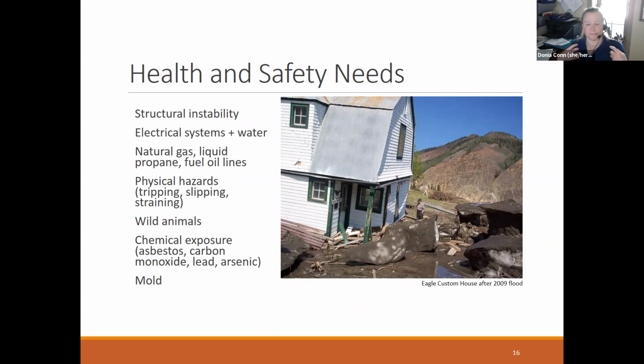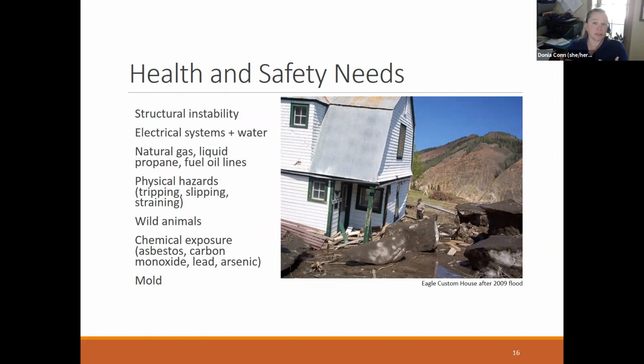So, for instance, here on this slide, we see an image of the Eagle Custom House after the 2009 flood. And we see an awful lot of mud. So was that mud carried into the building? Is that mud going to be slippery? If we think back to the tsunami in Kodiak in 1964, there's probably seaweed galore. Seaweed is slippery. Are we going to have problems with that? Do we have a lot of debris that was carried in, rocks and tree limbs and dead fish, in our building as a result of the flooding? Are we going to be tripping over that?